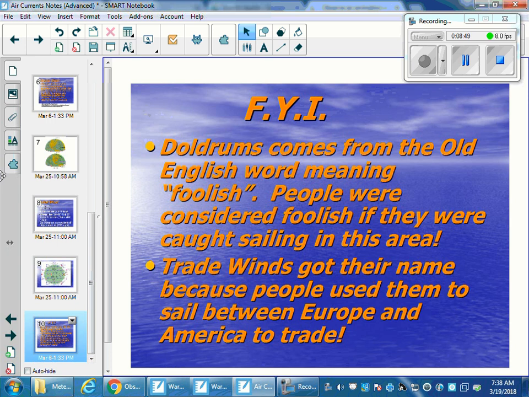Doldrums, it's kind of an interesting word. It comes from an Old English word that means foolish because people were considered foolish if they were caught sailing in that area, mainly because there really wasn't much wind. And trade winds got their name because people used them to sail between Europe and America to trade. We'll talk about this more in class.